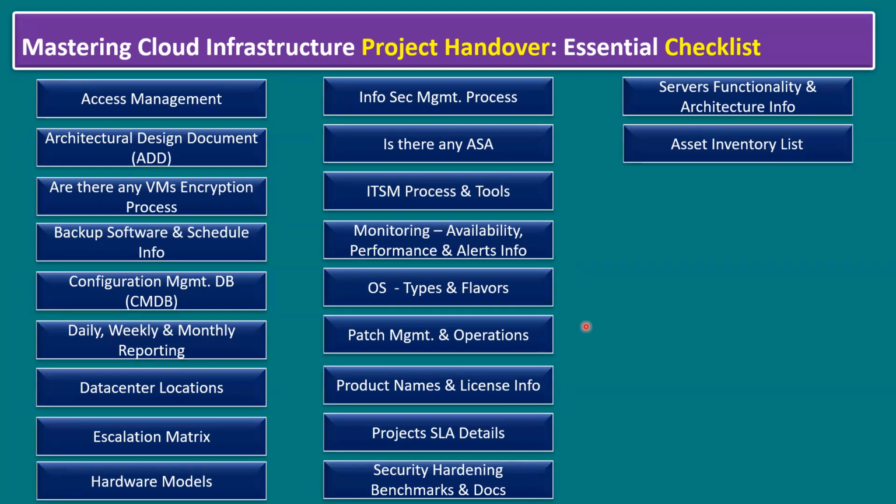And asset inventory list. This asset inventory list will cover the complete data center equipment, like how many racks we have, how many servers, how many network equipment, storage devices. This all comes under the asset inventory list.